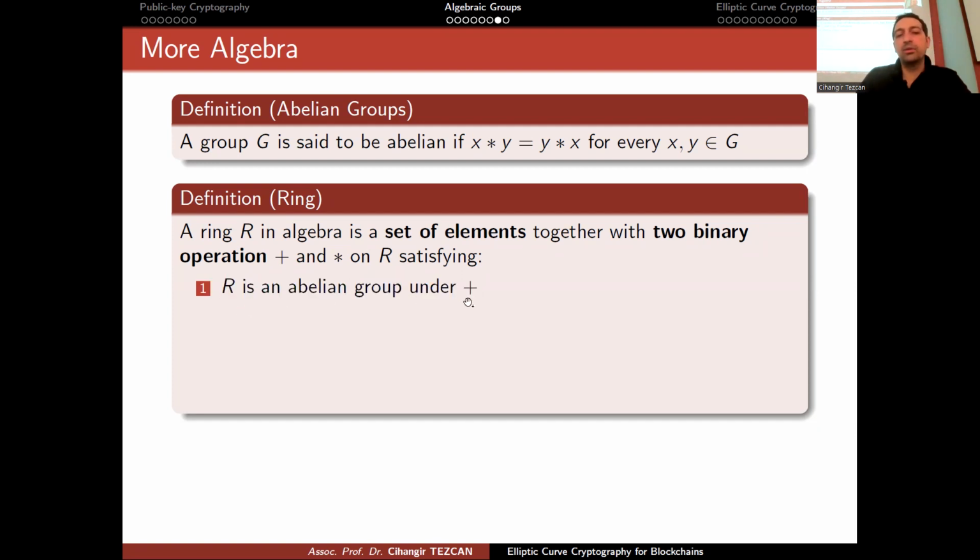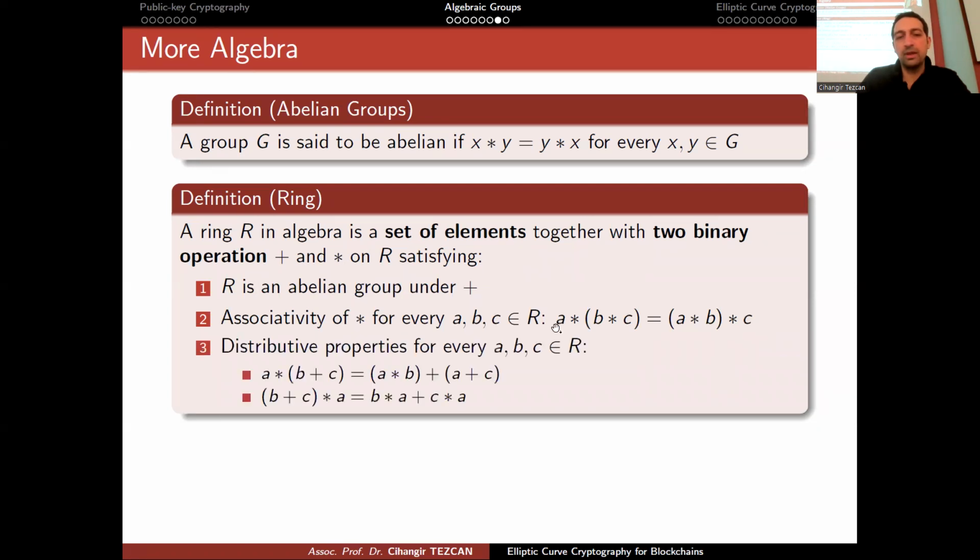R is an abelian group under addition. So far, this is what we talked about, abelian groups. But it should also satisfy, for the second operation, associativity, okay? And it should also have the distributive properties between these 2 operations. So like a star (b plus c) would be a star b plus, okay, there is a typo here. This should be a star c. Sorry for that.